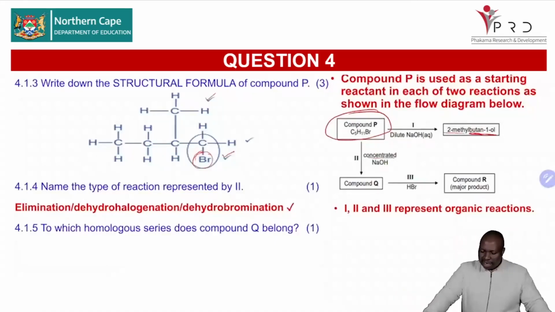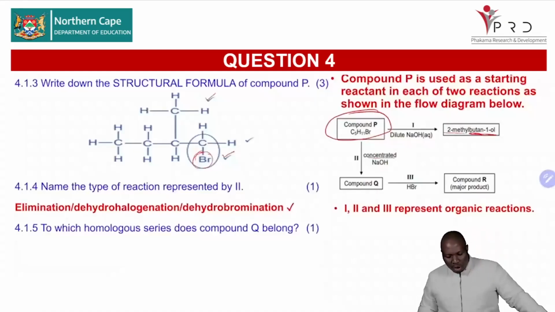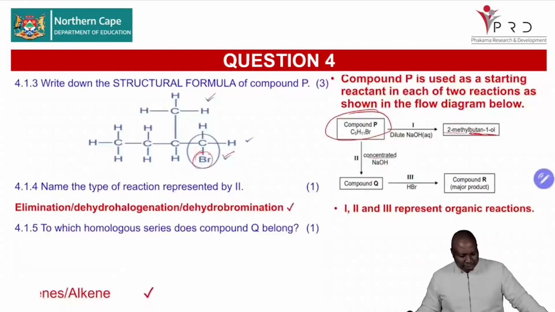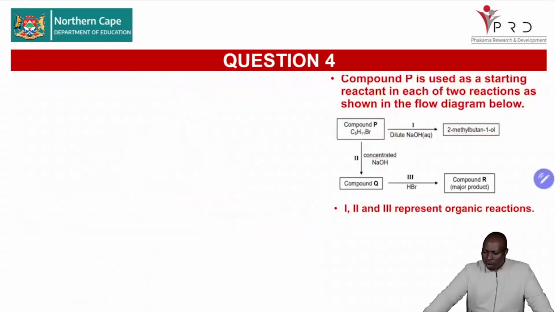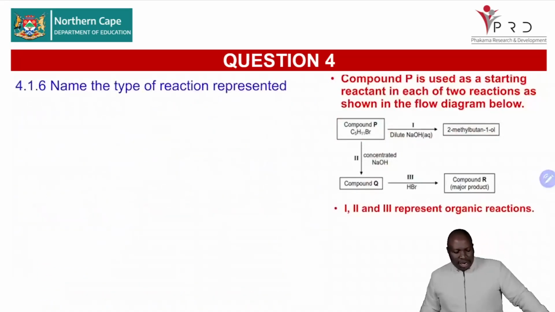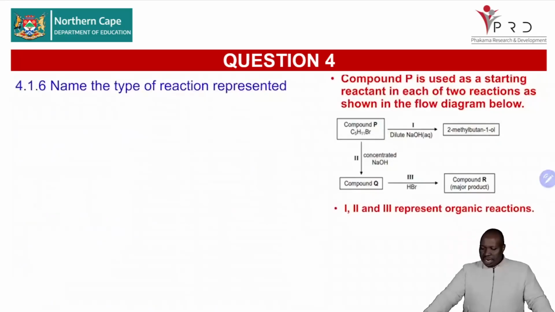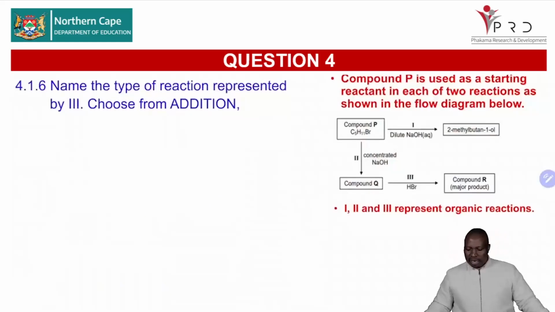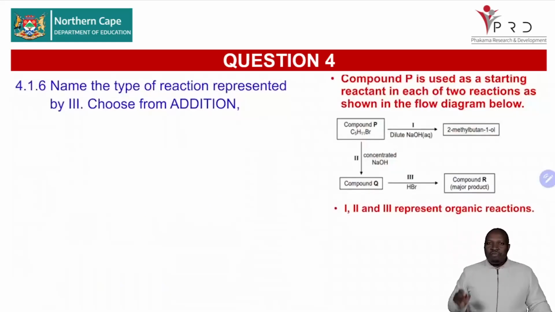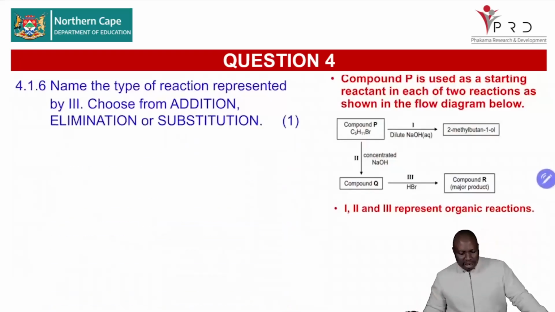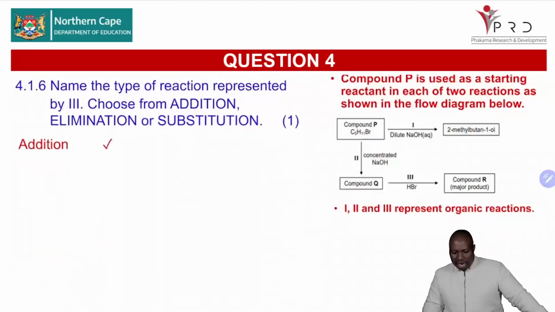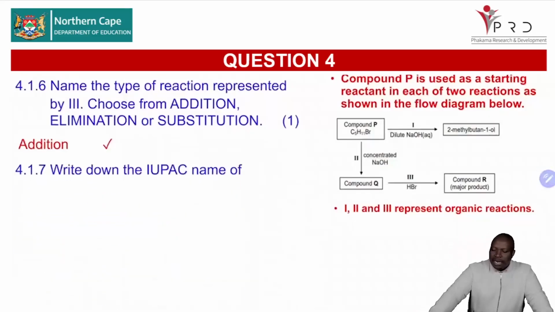To which homologous series does compound Q belong? Definitely, because we are eliminating, we are forming an unsaturated compound, so it must be an alkene. Now, we're able to move on with the question. Name the type of reaction represented by reaction 3. So you can see that as long as you're having a double bond there, you're having an alkene. It must be addition reaction, because you're having an alkene there. Now, write down the IUPAC name of compound R.